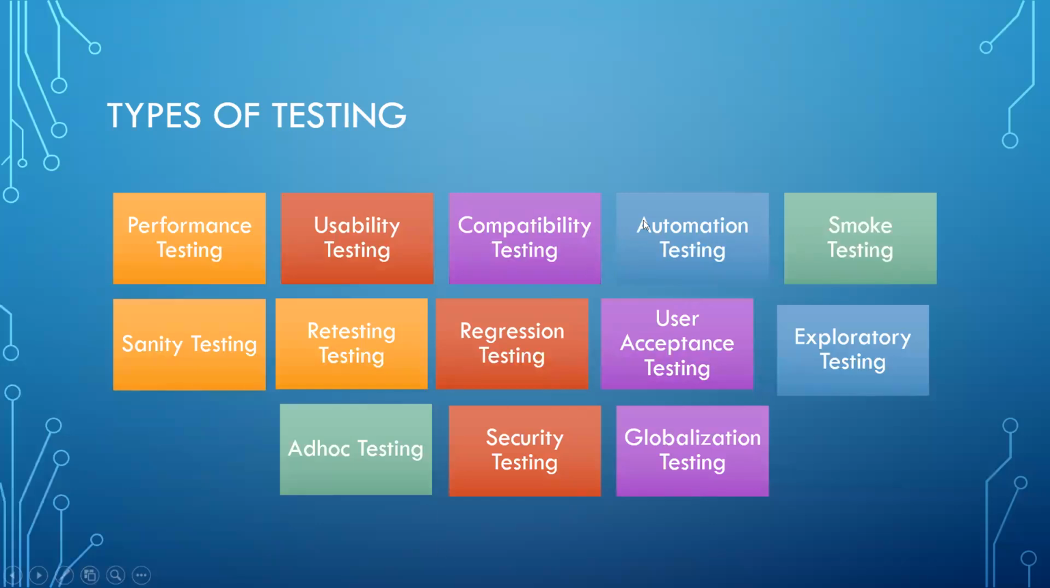What are both functional and non-functional? Automation testing, sanity, retesting, regression testing, user acceptance testing, and smoke testing also. All these come under a combination of both functional and non-functional. But specifically, if we are talking about non-functional, it is performance, usability, compatibility, exploratory, ad hoc, security, and globalization testing. So these are the non-functional testing types. We'll look into each testing type in detail.